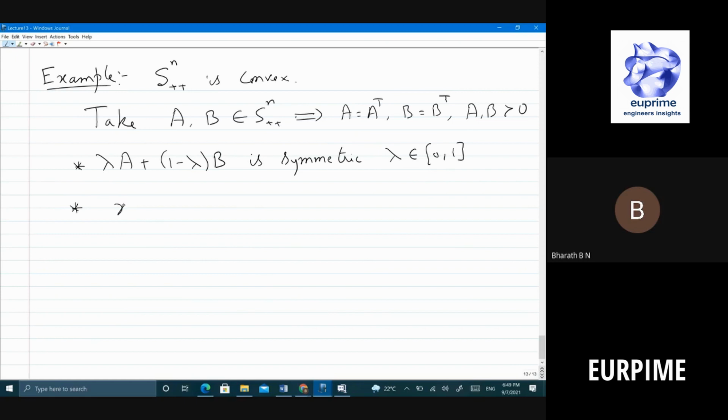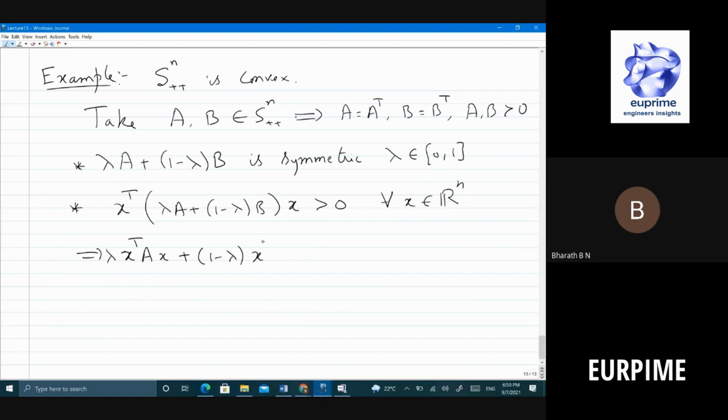You take x transpose, so you take this matrix. I have to show that this is greater than 0 for every x, right? This is the definition of positive definiteness. Greater than 0, not greater than or equal to. So how do you show this? I can write this as lambda times x transpose Ax plus 1 minus lambda times x transpose Bx, right?